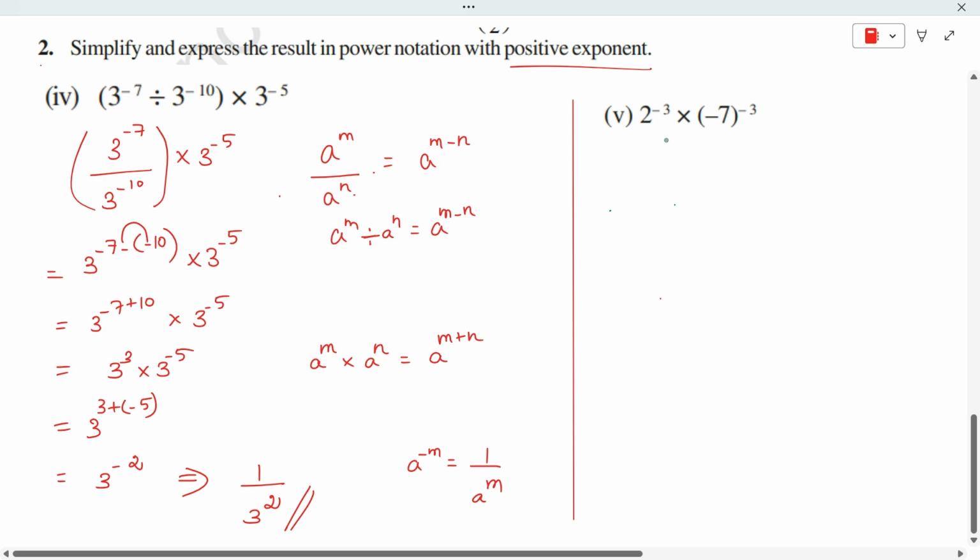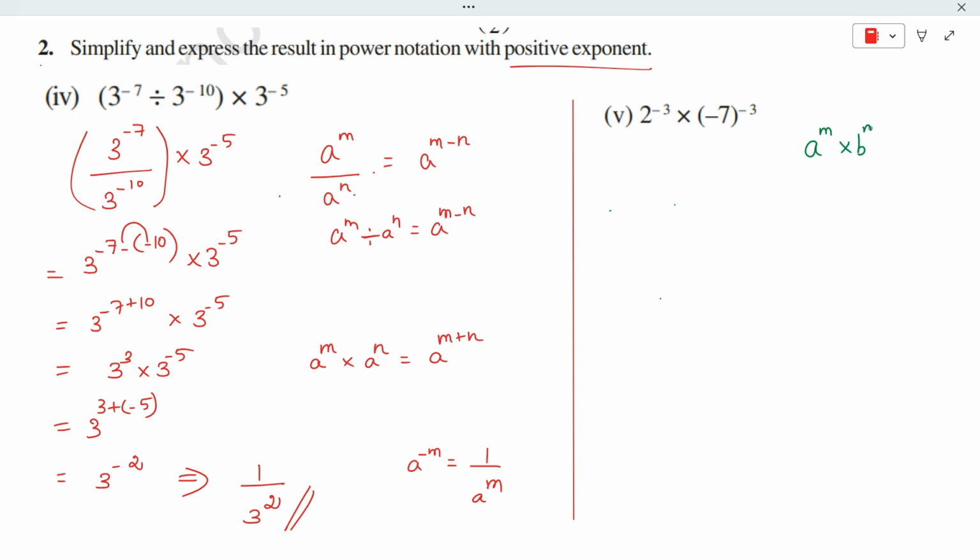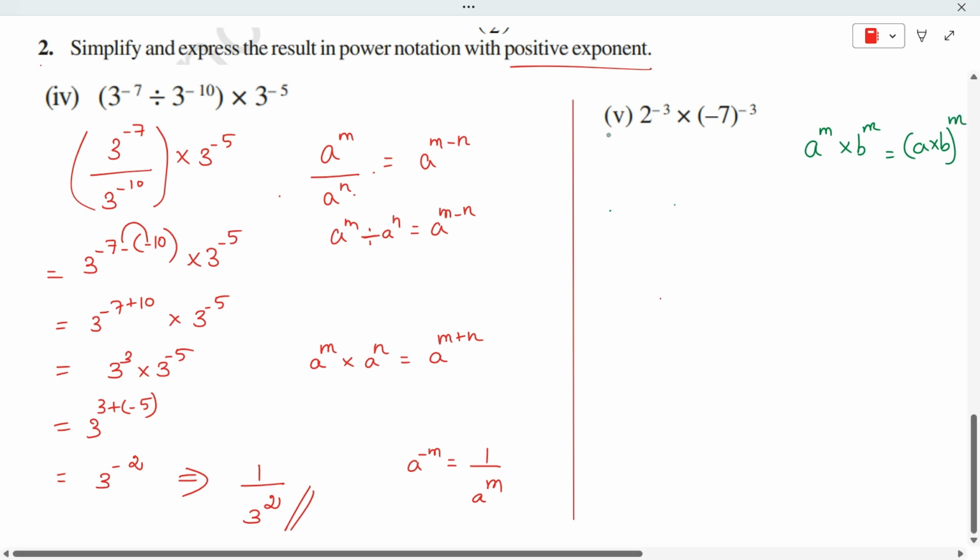Now let's move on to the fifth question. 2 power minus 3 into minus 7 to the power minus 3. So you can see here the powers are the same. So we have a law, a power m into b power m. You can see the bases are different and the powers are the same. You can just multiply the bases. So a into b, and you keep the same power as it is. So whenever the powers are the same, you can just multiply the bases and keep the power as it is.